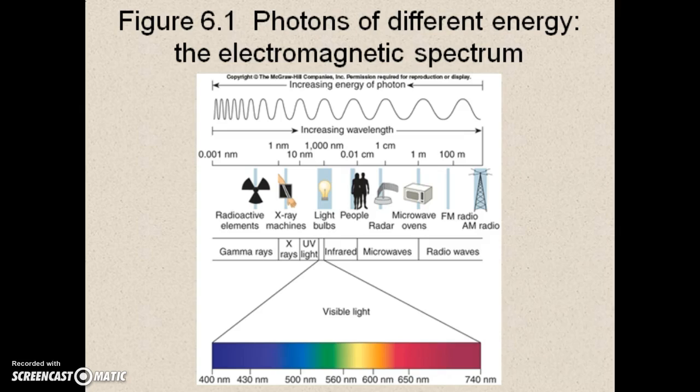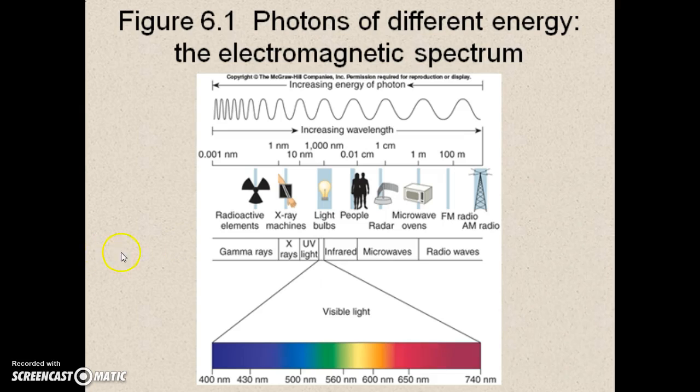When I mentioned that photons of different colors have different wavelengths and different energy levels, this is what I'm referring to. So the visible light, or the light that we can see, falls right here on this electromagnetic spectrum. It's only a tiny portion of all the photons that there are that have different energy levels.